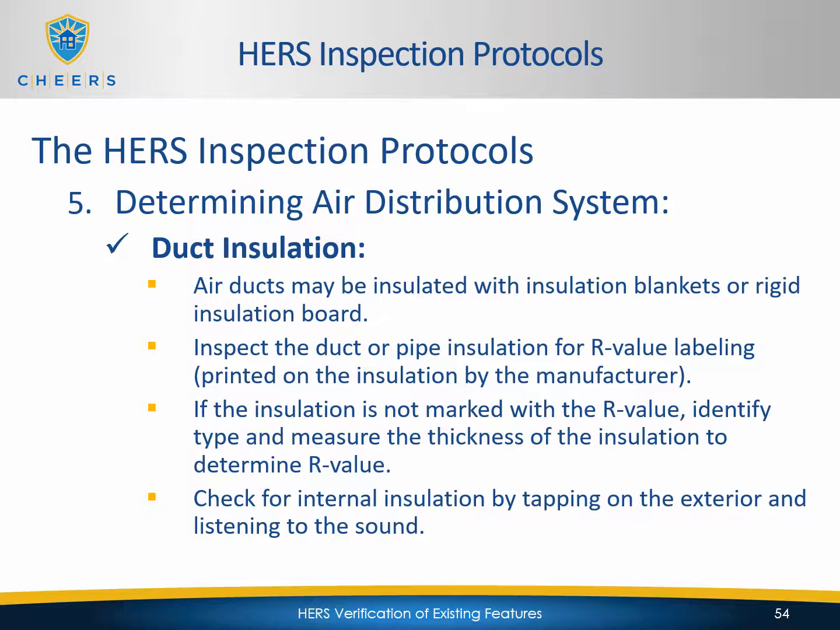When determining air distribution systems and duct insulation in particular, air ducts may be insulated with insulation blankets or rigid insulation board. Inspect the duct or pipe insulation for R value labeling, usually printed on the insulation by the manufacturer. If the insulation is not marked with the R value, identify the type and measure the thickness of the insulation to determine the R value. Also, check for internal insulation by tapping on the exterior and listening to the sound.